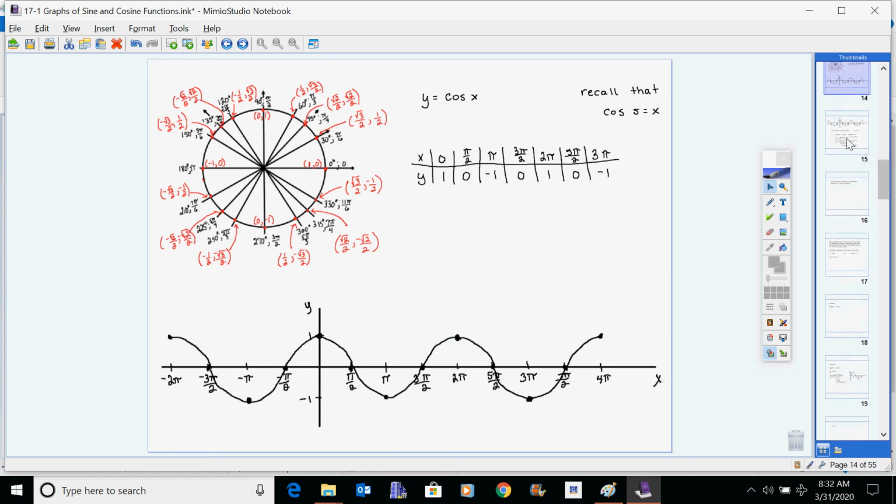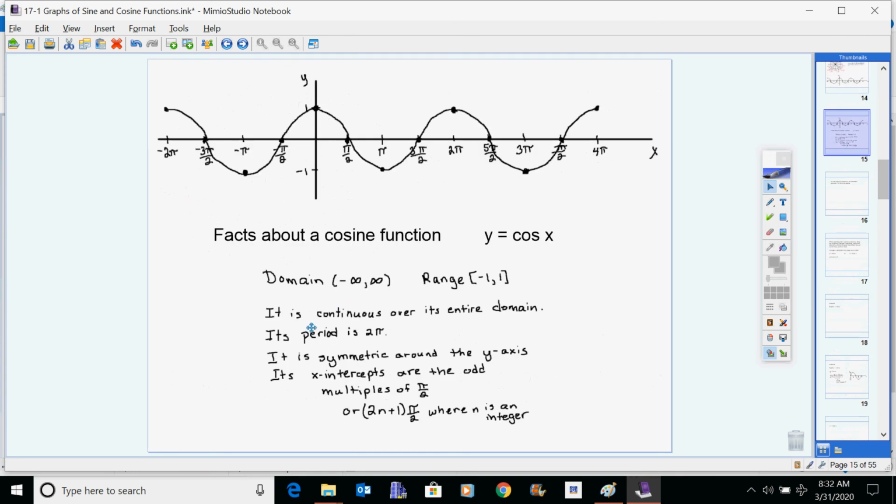All right, so it goes on and on forever. We're going to discuss all of the facts. Our domain, once again, goes on and on forever, so negative infinity to infinity. The range is still negative 1 to 1. It is still continuous over the entire domain, and its period is still 2 pi. It is symmetric around the y-axis, which means that if you make this the dividing line, it will flip over the y-axis. The sine function is not symmetric around the y-axis, because if you flip it over, you wouldn't have the same thing.